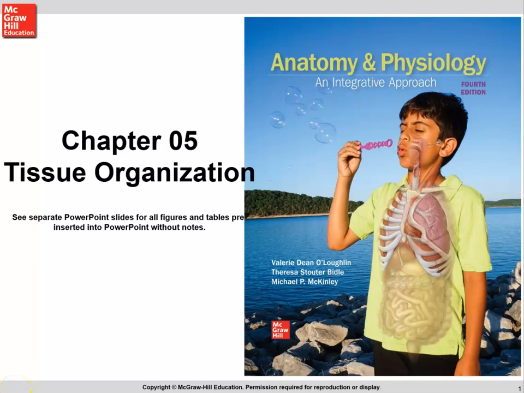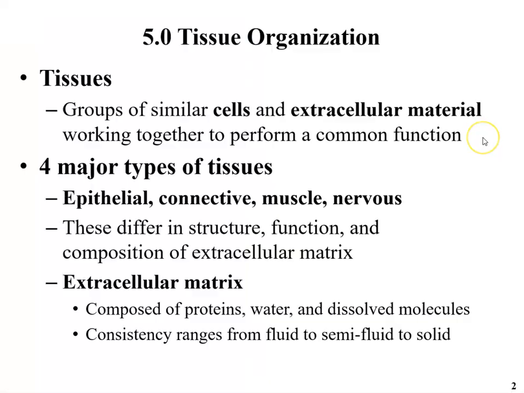Okay, without much further ado, let's go into Chapter 5, Tissue Organization. So what are tissues? Tissues are groups of similar cells and extracellular material working together to perform a common function. There's 4 major types of tissues.